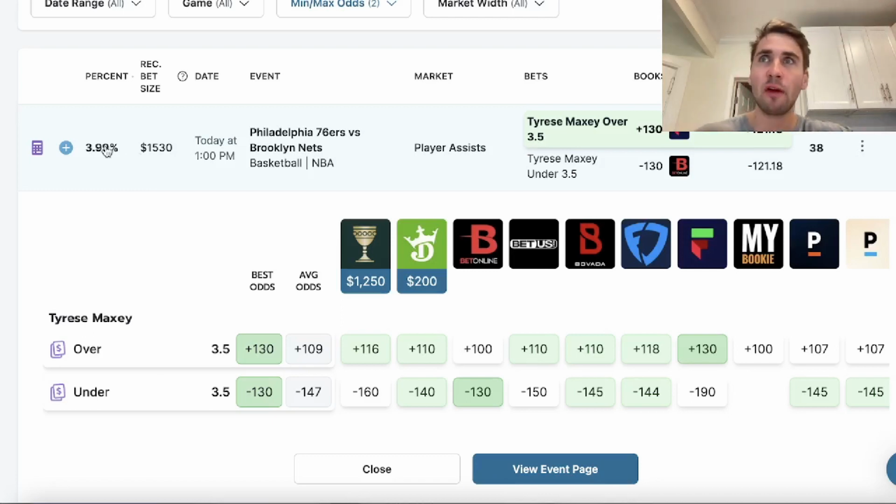Think about it, 4% profit margin, 30 days in a month. If you're able to find 4% profit margin bets over a 30-day period, 4 times 30, that's a 120% return over the course of the month if you're able to consistently find plays with a 4% ROI.